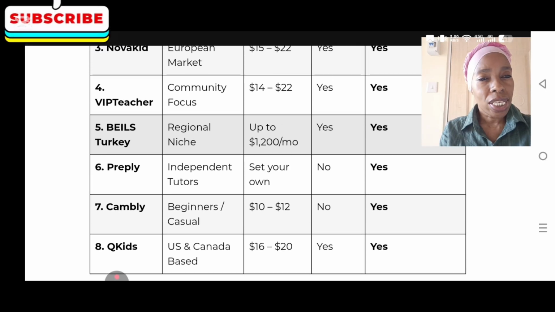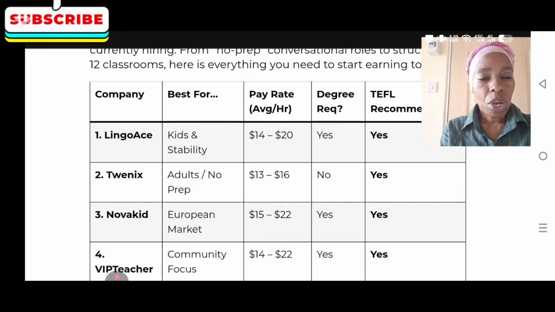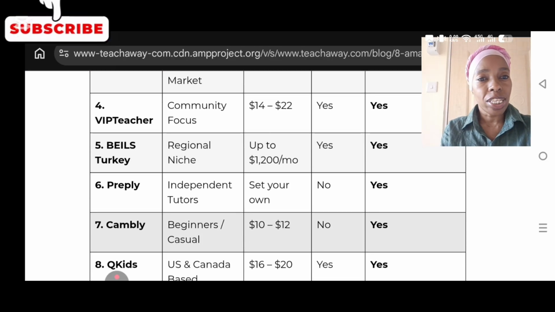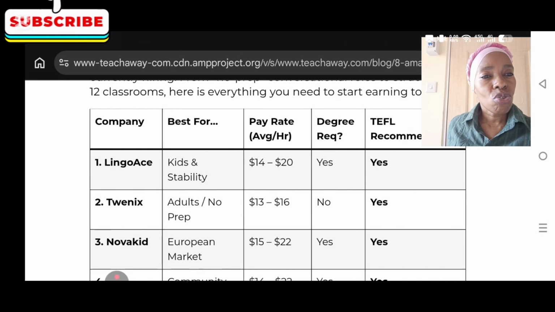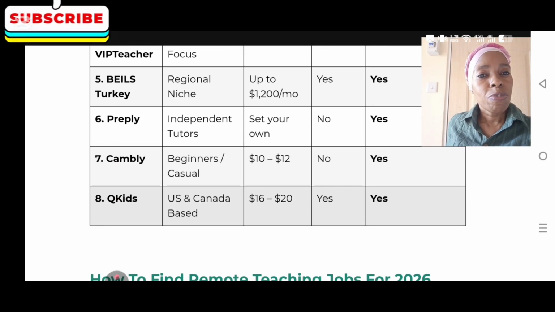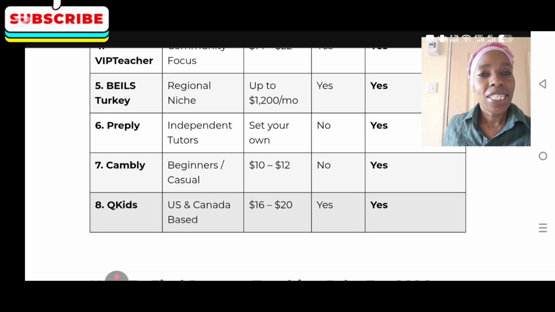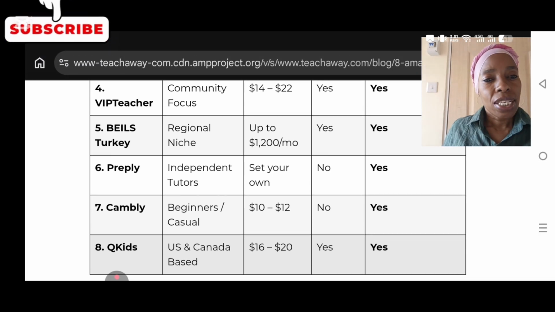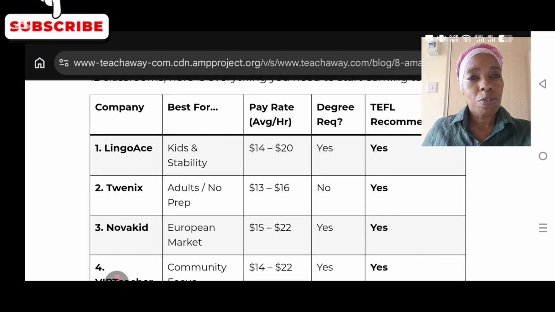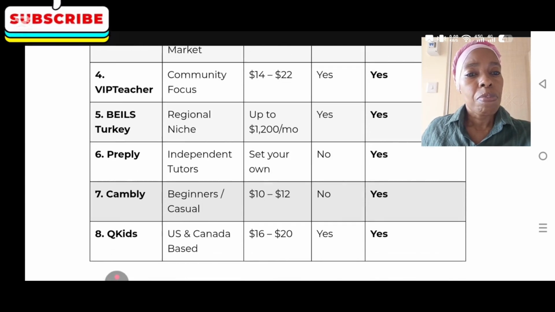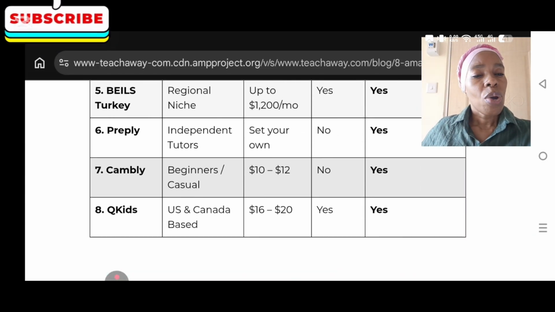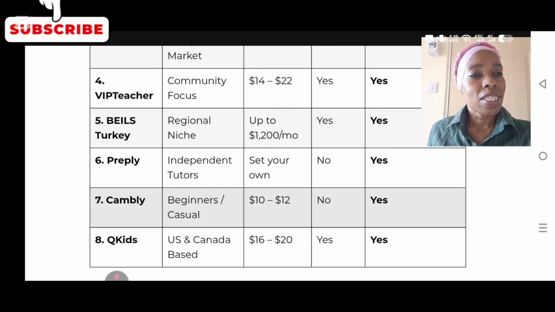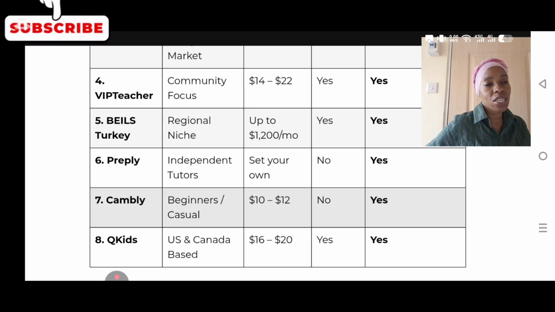Preply, it's for independent tutors, and you're going to set your own rate. It's up to you to set how much you want to be paid. Do they expect you to have a degree? No. Do they expect you to have a TEFL certificate? Yes. Gambly targets beginner, casual students, so they do accept freelancers who are beginners, casual, it's okay. You're going to be paid around $10 to $12 per hour. They don't expect you to have a degree, but yes, they do expect you to have a TEFL certificate.